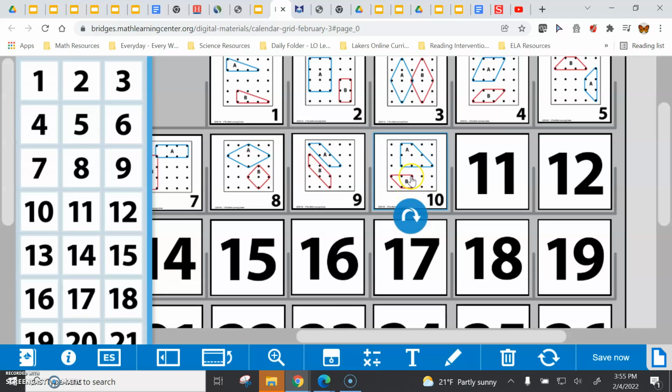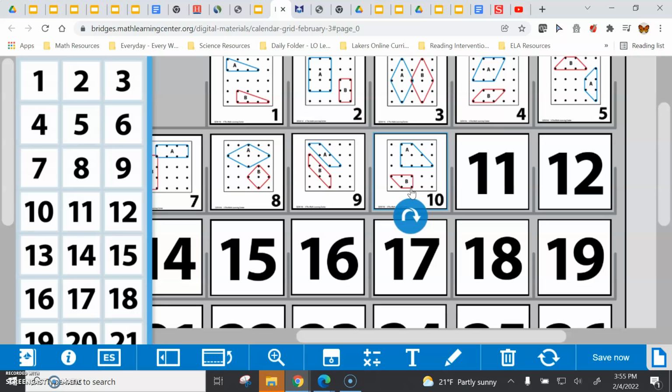sort of looks like, this could be a trapezoid. And this one down here could be a trapezoid, but I have a question for you. Are they the same size? Is shape A the same size as shape B?